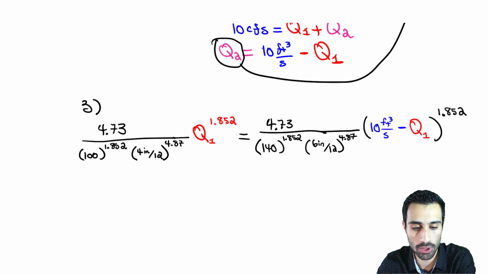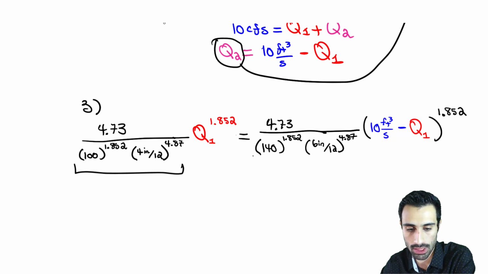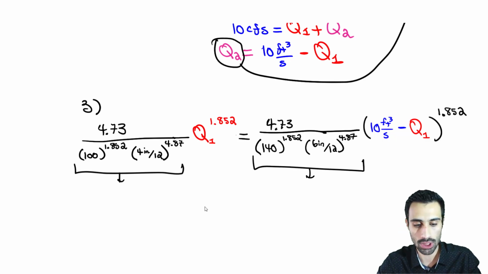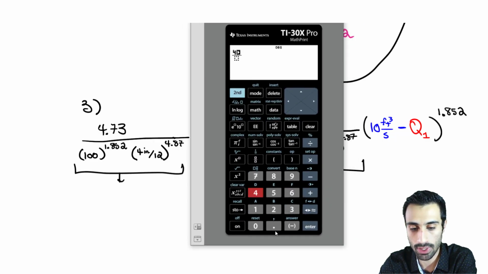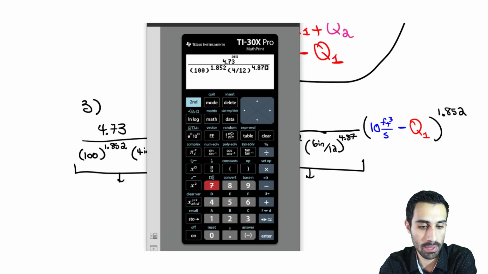So let me show you how I would do this. So I know here what I'm going to do is actually take this and reduce it, take this and reduce it. So we're going to get some values for these. I'm going to do that first. So let me do that in the calculator. So we will take the 4.73 divided by what we have as 100, and we raise that to the power of how much? 1.852. Okay, that's done. So we will take that, then we take the 4 divided by 12, and we raise that to the power of 4.87. So that's going to be that part.